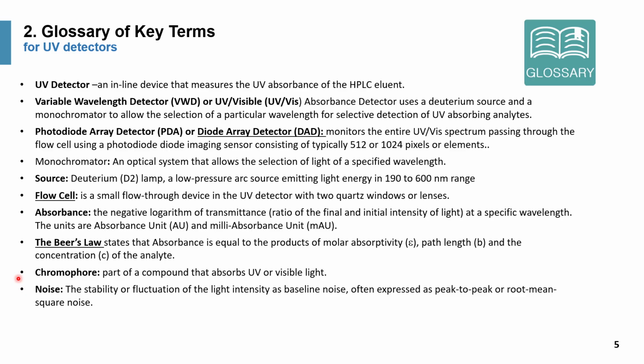A chromophore is part of the compound that absorbs UV or visible light. Noise stands for baseline noise, typically measured as peak-to-peak or root mean square noise. It measures the fluctuation of light intensity as seen by the detector.